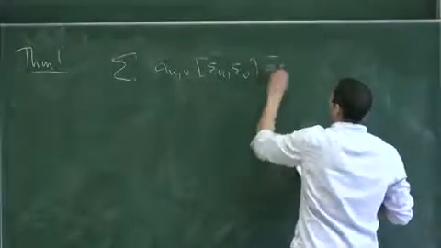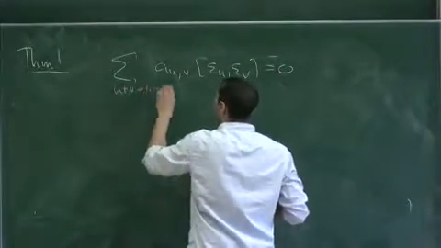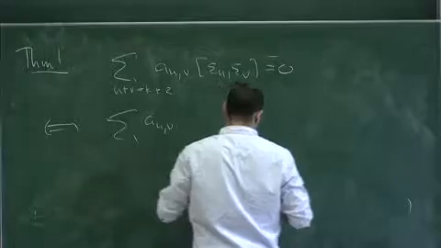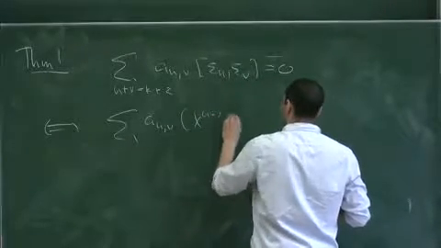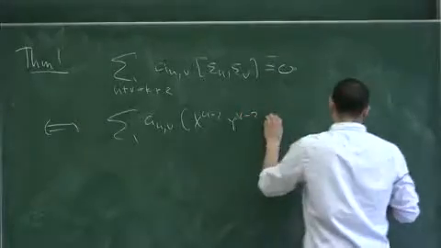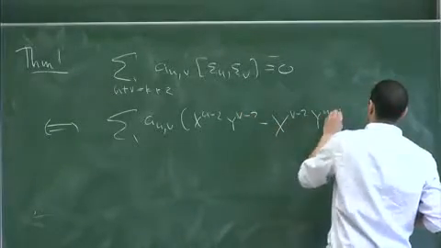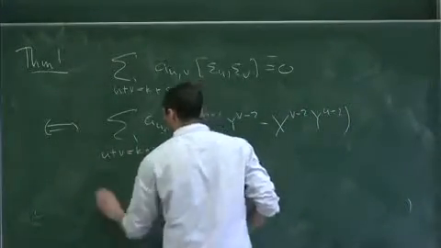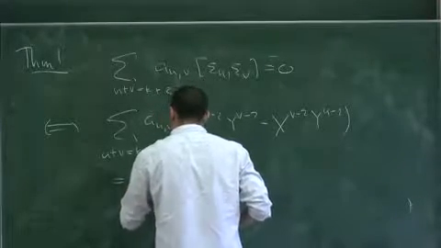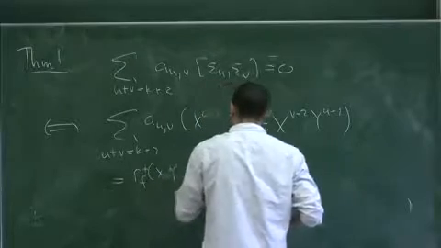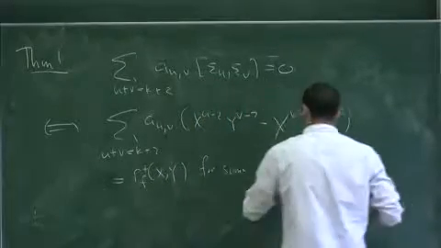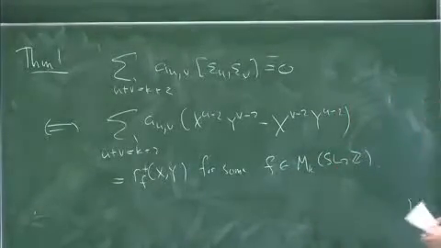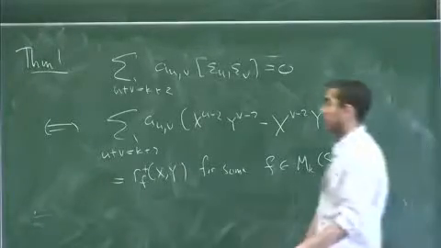Epsilon v equals 0, e plus v equals k plus 2, if and only if the sum a u v x to the u minus 2 y to the v minus 2 minus x to the v minus 2 y to the u minus 2, e plus v equals k plus 2, equals rf plus of xy for some f in M_k(SL2C). Okay, so this is actually pretty easy.